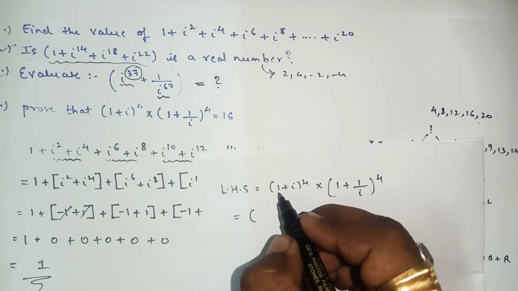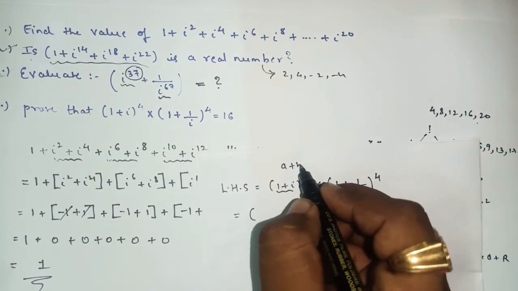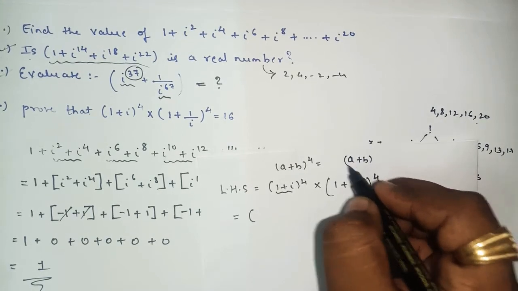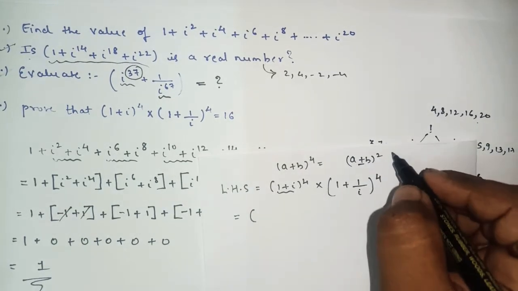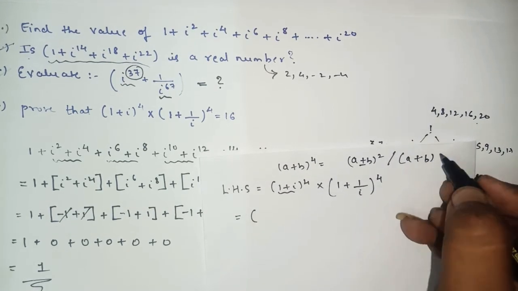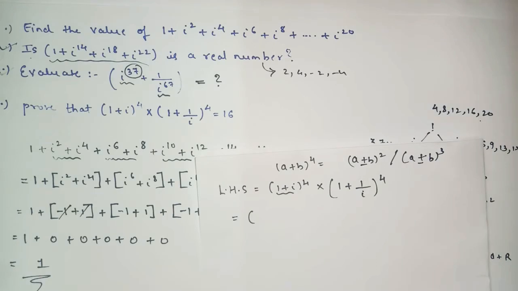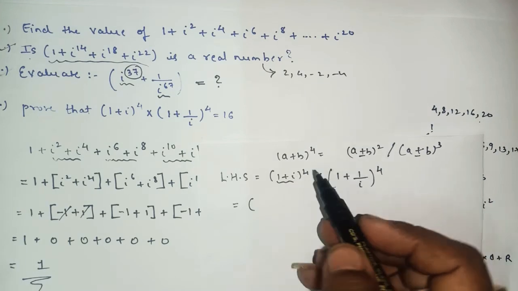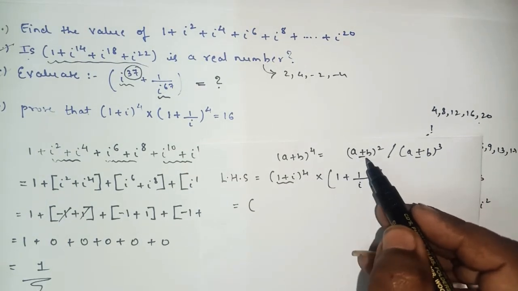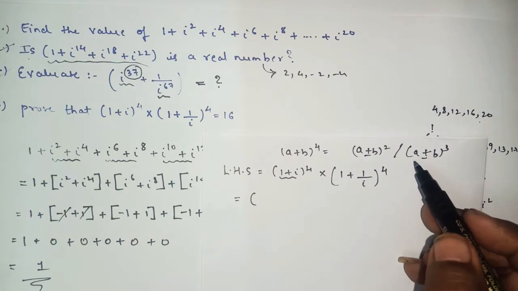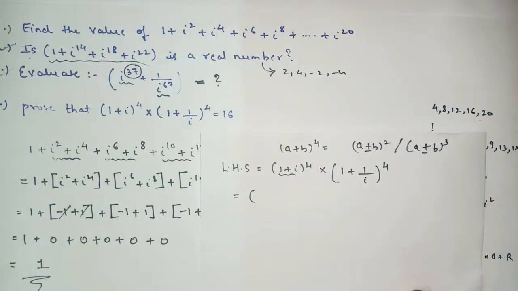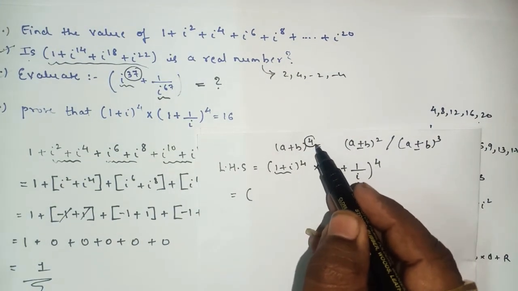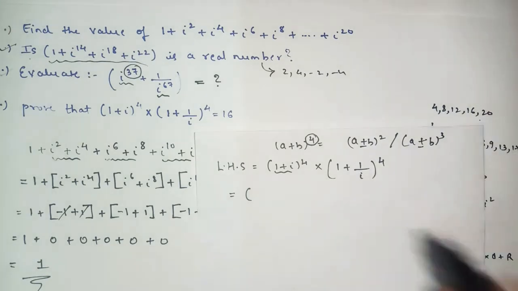As we know, this looks like (a plus b) the whole raised to 4, and we know the formula only for (a plus b) the whole square, or (a minus b) the whole square, or else (a plus b) the whole cube or (a minus b) the whole cube. So here the power is more than 3, so we cannot apply the formula, as we don't know the formula for (a plus b) the whole raised to 4. So here try to break this number 4 as 2 and 2, and then solve the sum.